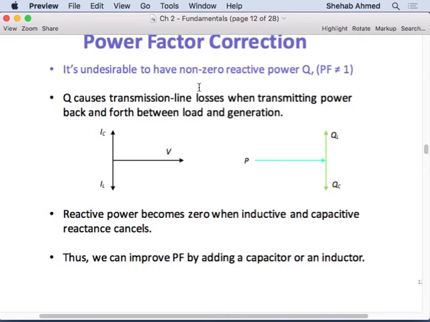The problem with that is what? If you have a capacitor and you plug it onto a line, apply voltage onto a capacitor, what happens to the current through the capacitor?